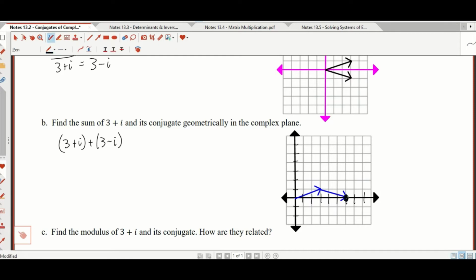Which notice lands on 6, which makes sense. 3 plus 3 is 6. i plus a negative i is 0i. 6 is 6.